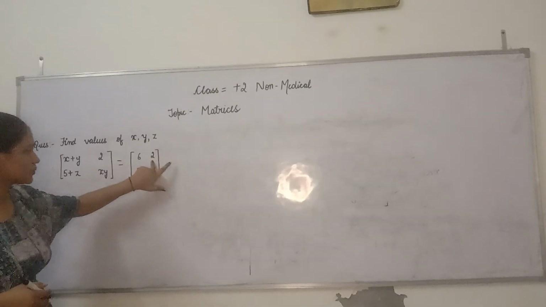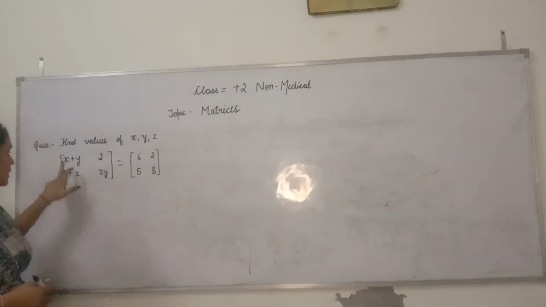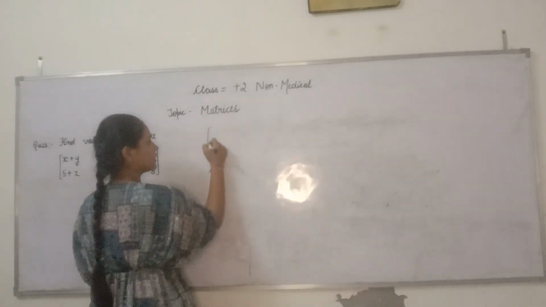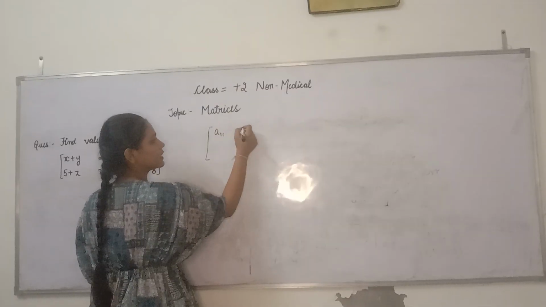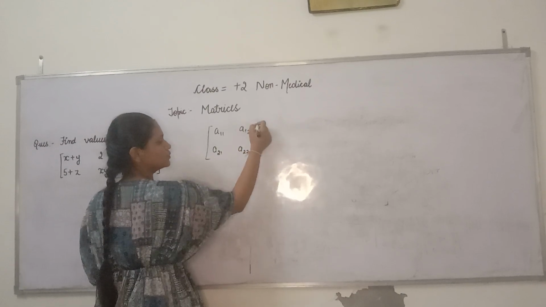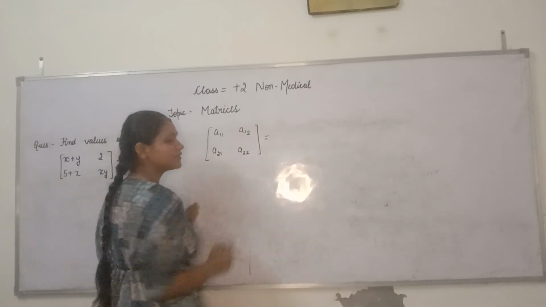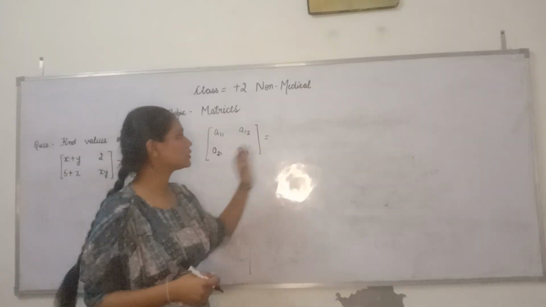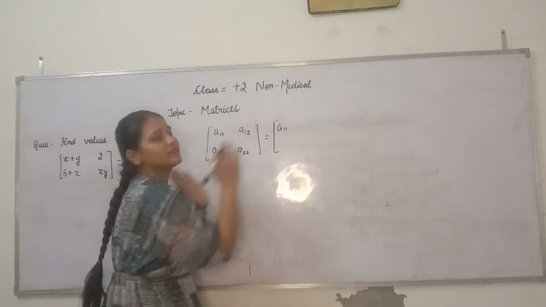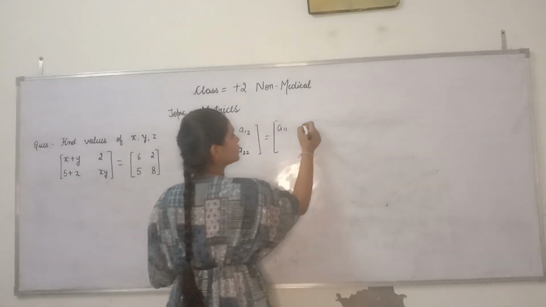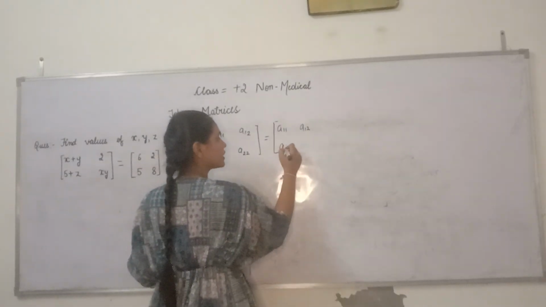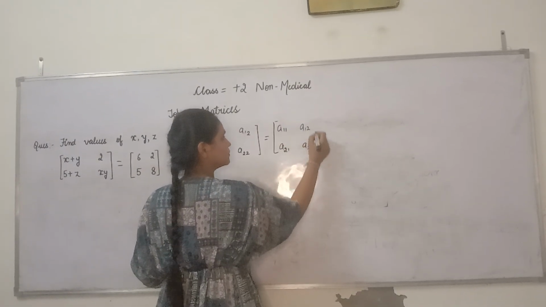2 is equal to 2. This should be equal to this one. This should be equal to this one. We can write this matrix in the form A11, A12, A21, A22. And if this matrix is equal to another matrix, then this A11 should be equal to that A11, A12 should be equal to A12, and A21 should be equal to A21, and A22 to A22.